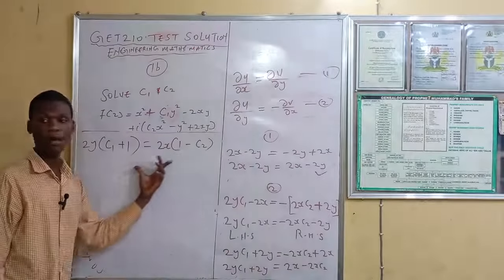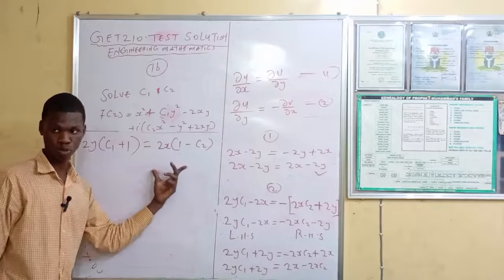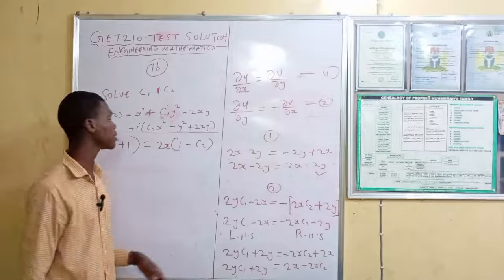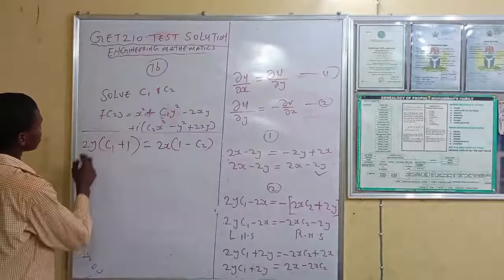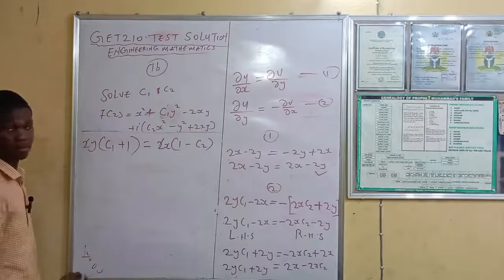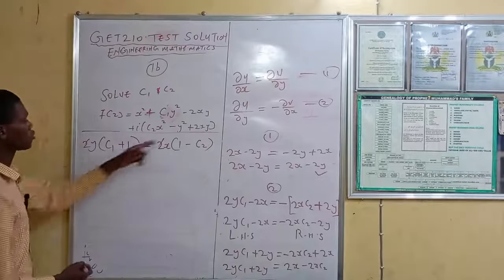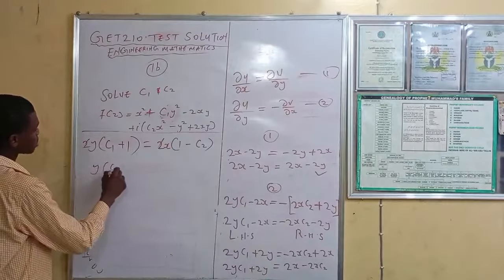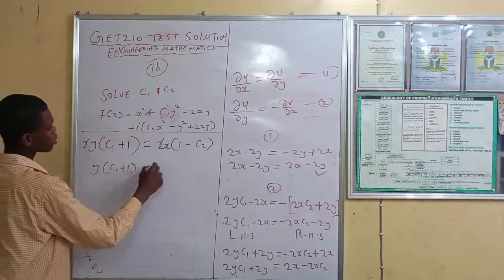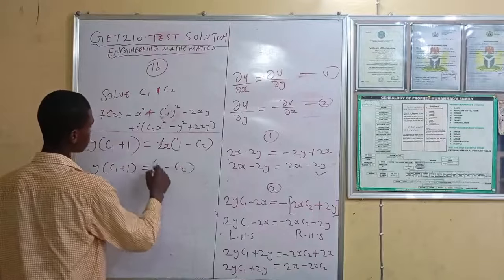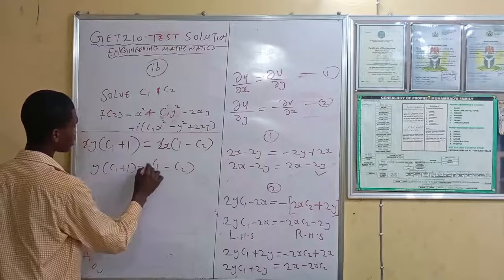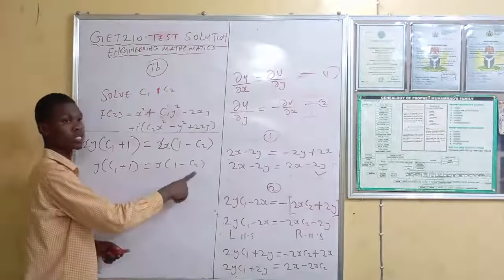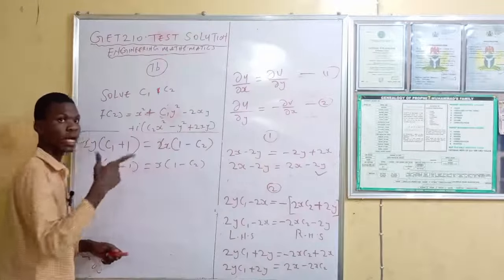We want to estimate the value of c1 and c2, since the question initially told us to find c1 and c2. From here, the 2 can cancel here. Then we have y open bracket c1 plus 1 is equal to x open bracket 1 minus c2. Then from here, I need to get c1 and I need to get c2 from the question. How do I get that?